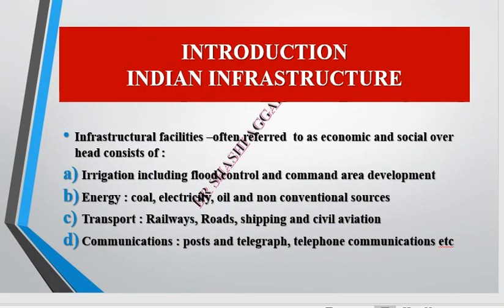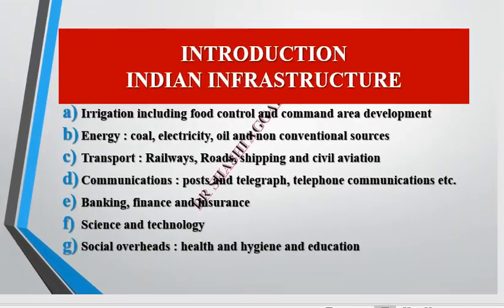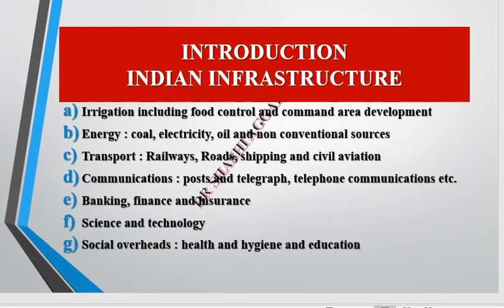So infrastructure facility, often referred to as economic and social overhead, consist of irrigation, including flood control, command area development, energy, coal, electricity, oil, and non-conventional sources. When we talk about transport, railway, roads, shipping, and civil aviation. Communication, post and telegraph, telephone, communication, etc. Banking, finance, and insurance, science and technology, social overheads, health and hygiene, and education.